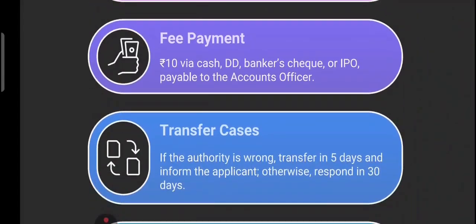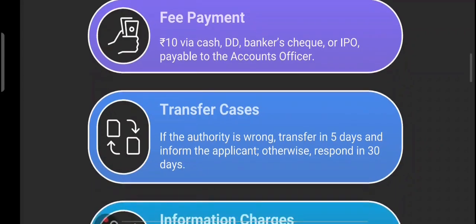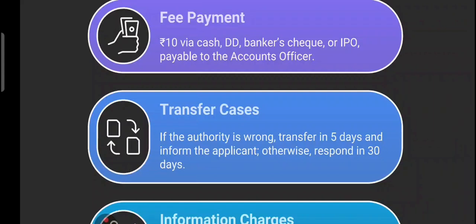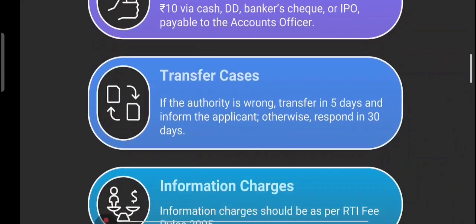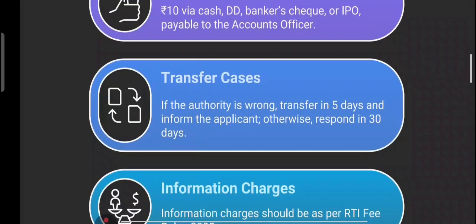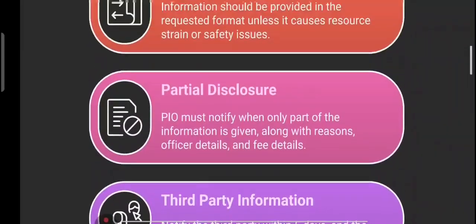Then transfer case: if your request goes to the wrong department, it must be transferred within 5 days, and the new department should reply within 30 days. I think we have discussed it already. And then information charge, I already told you, any extra charge will follow the RTI fee rule. So these are the important points. Just let me remind you once more.